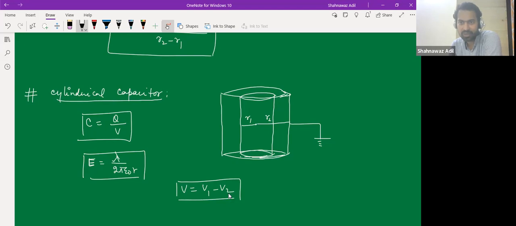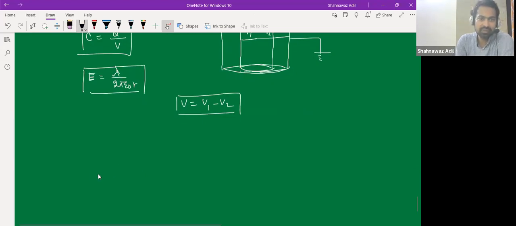Anyone remembers, how can we get the potential difference from the electric field? We did so many questions, guys, right? So F is equal to QE, that formula.